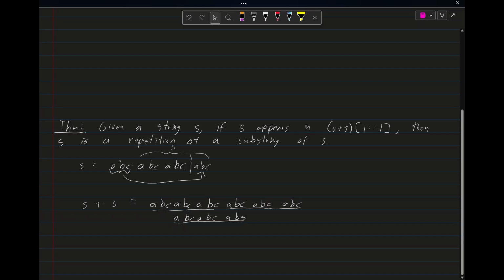But not only does it appear as a substring, it appears as a substring not at the start and not at the end, because any string would appear if you included the endpoints, because you could just start at the very beginning or end at the very end. It's the fact that you get this S as a substring in the middle of S plus S that makes this special. And it's because you could take this chunk and move it to the end here. As you could imagine here, you'd take this chunk and you would move it here.